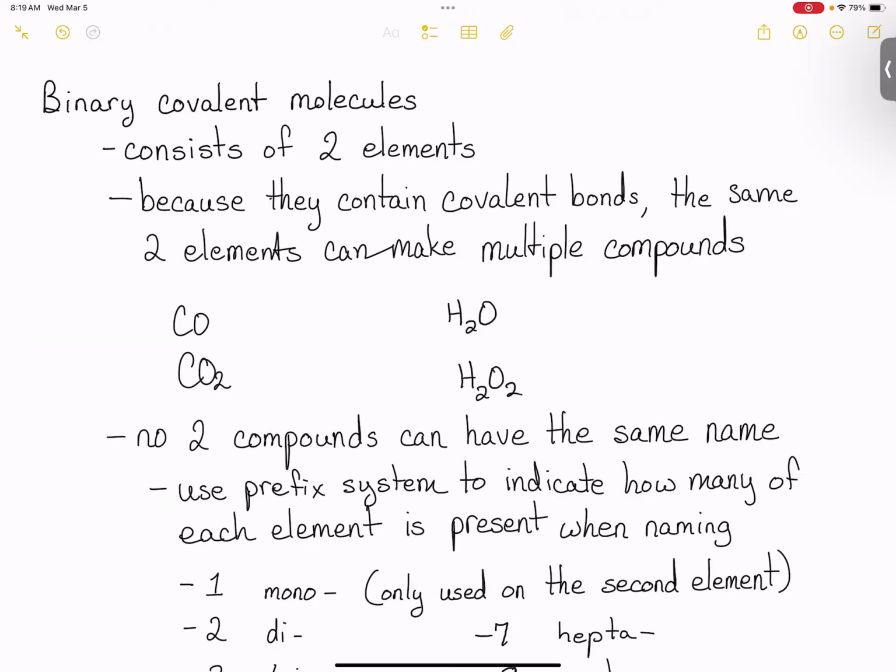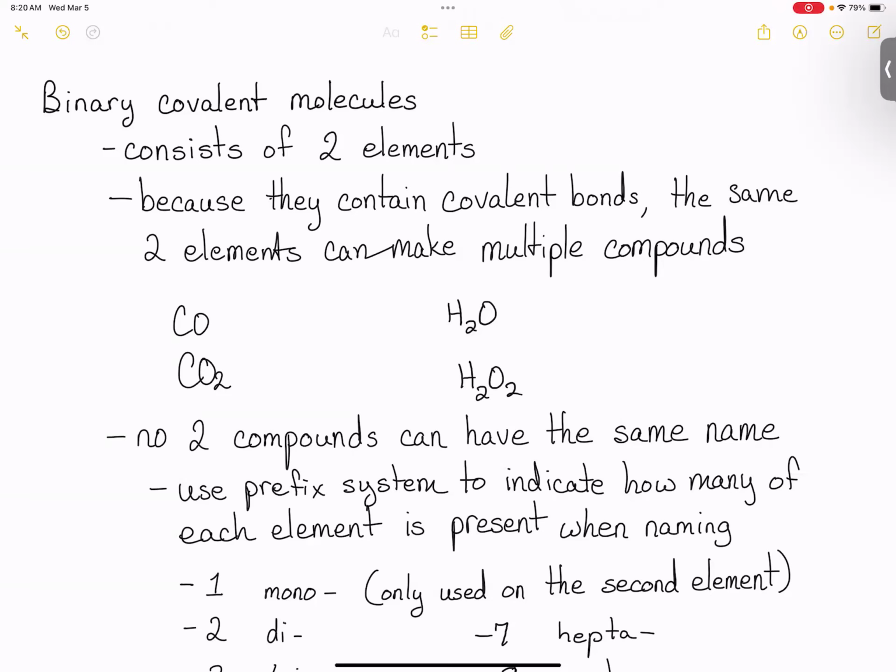Now, no 2 compounds can have the same name. So we use a prefix system to indicate how many of each element is present when we are naming the compound. This is the same prefix system that you use for shapes, triangles, hexagons, stuff like that.